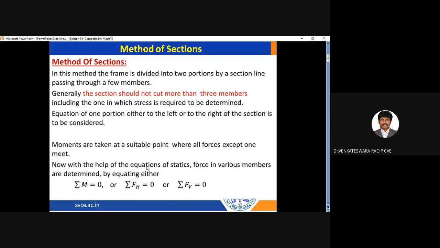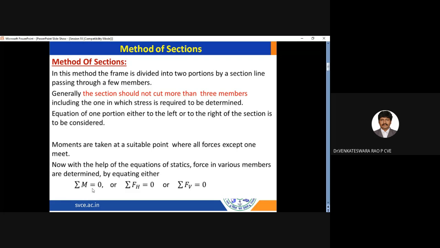So now, with the help of equations of statics, forces in various members are determined by equating either sigma M equal to 0, sigma FH equal to 0, or sigma FV equal to 0. So these three equations we'll try to make use of. Not necessarily do we have to use all three equations. It all depends. We may use any two or maybe any one also. If I want to calculate one member force, out of all these three, one equation may be enough. So whichever is convenient, we can use that.